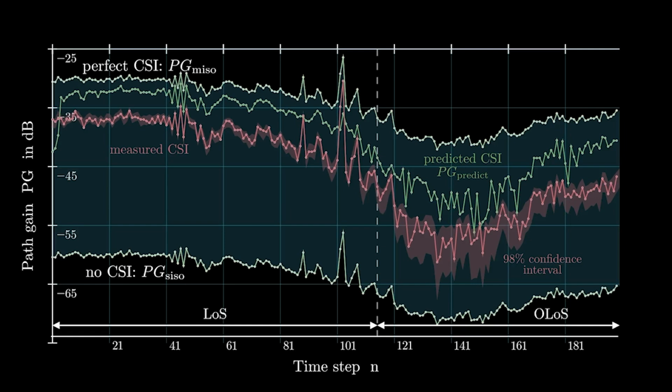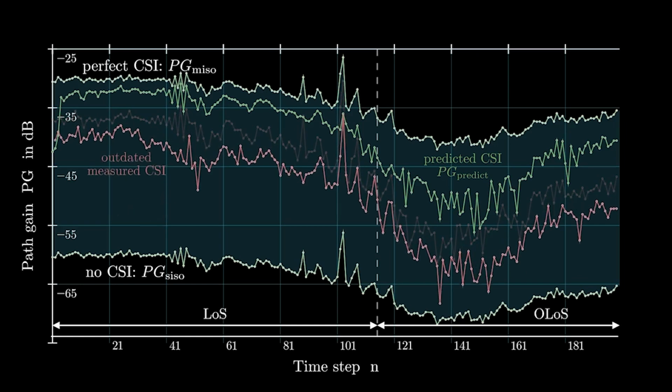Under user mobility, the measured channel state information ages from the current time step to the next. The reciprocity-based beamformer given outdated channel state information incurs another significant loss if the channel state information is only a single time step old. Our channel prediction, on the other hand, uses a motion model to first predict the next agent position and second predict channel state information for the next time step.